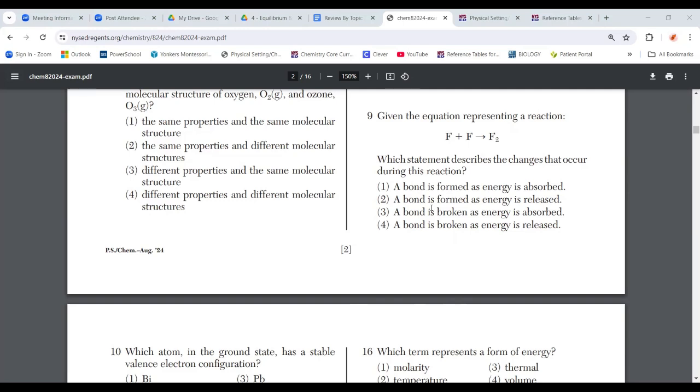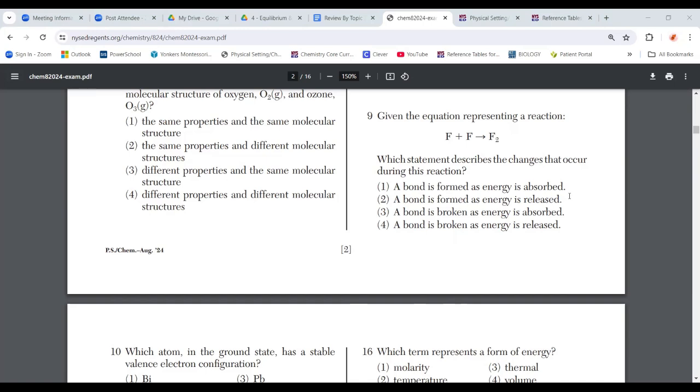So you'll see this question a lot. Sometimes you'll see the opposite one. They'll take the F2 and they'll break it into two fluorines. They were comfortable when they were bonded, so that would require an input of energy. So the answer to this one is a bond is formed and energy is released. So that's the second part of BARF, released, formed.